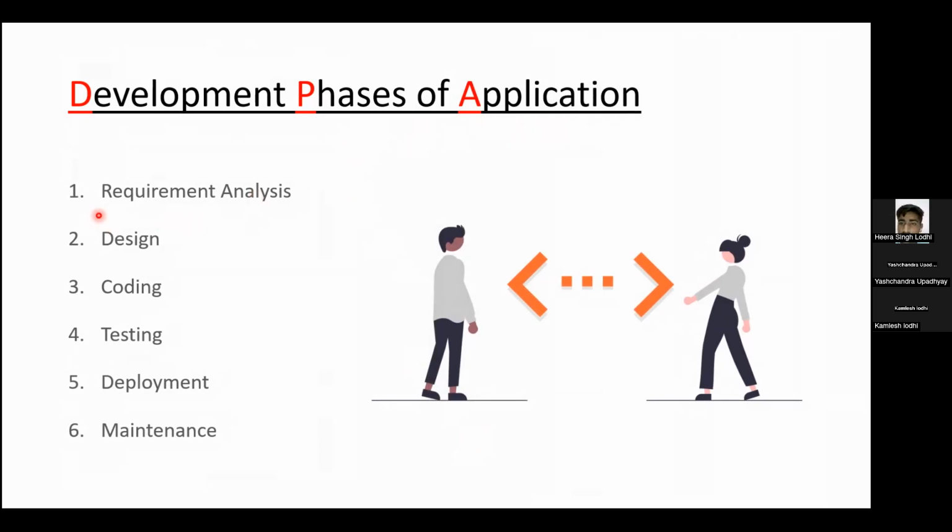First one is the requirement analysis. Second one is the design and the coding. Coding is the most important part, the implementation phase of the application. After completing coding, we will move to the testing. If testing is successful, then we deploy the project to the server, and the last one is the maintenance. So these are the phases of the stock trading application.